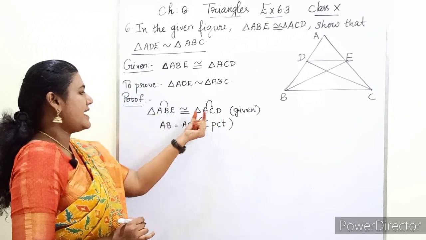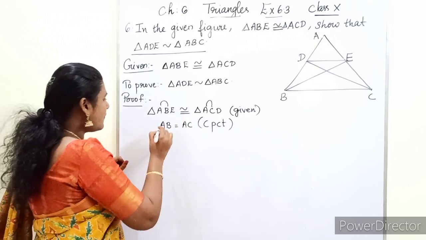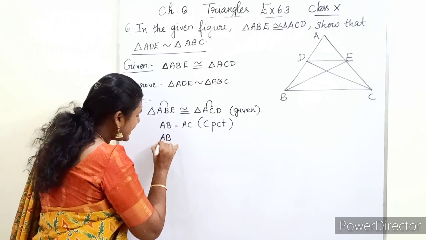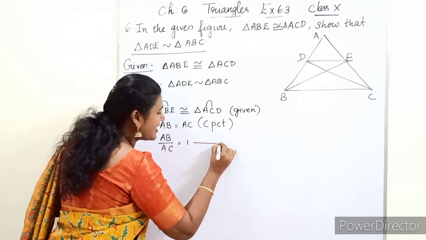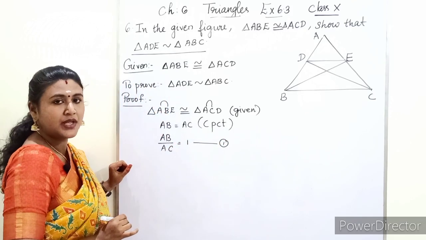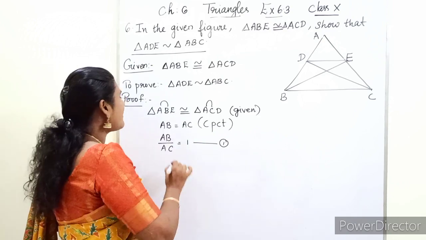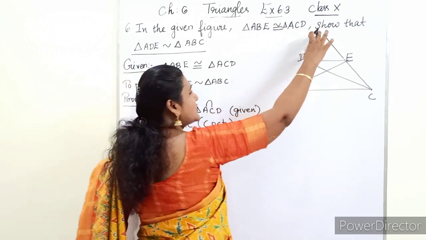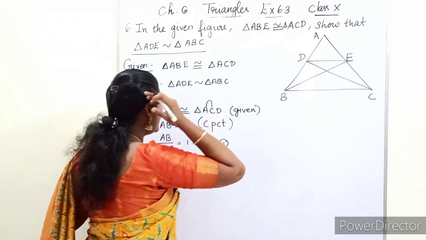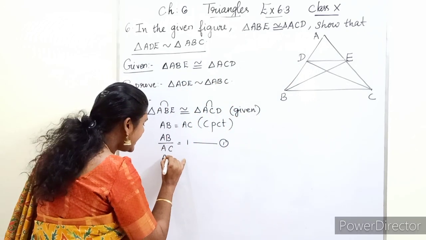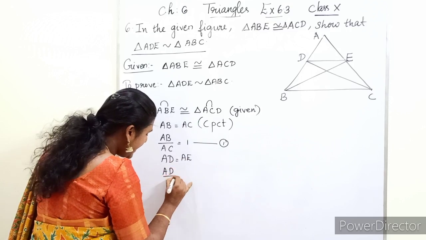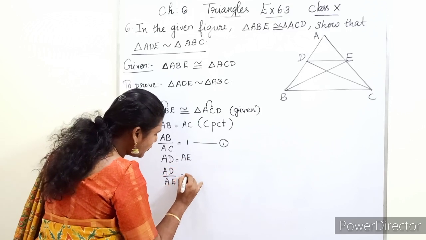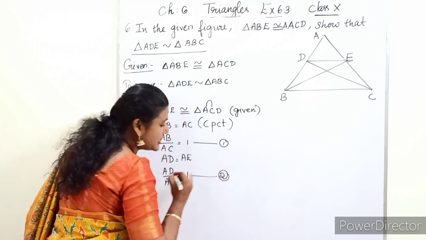So AB and AC will be equal. So from this we will get AB by AC is equal to 1. This is the first equation. Similarly, we can write AD this side. So AD and AE are also equal. AD is equal to AE. From this we will get AD by AE is equal to 1. So this is the second condition.